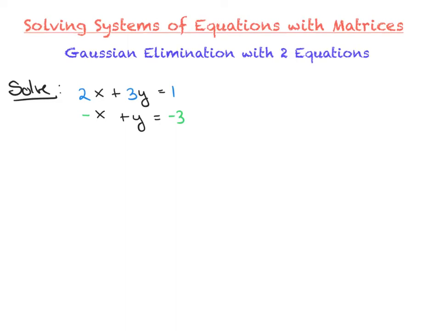Here we're going to solve a system of equations using matrices. The method that we use when we solve a system of equations with matrices is typically called the Gaussian elimination method. Now, I have a system of equations here that we're going to solve. 2x plus 3y equals 1, negative x plus y equals negative 3.